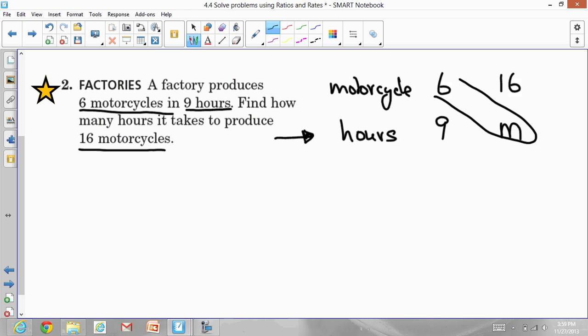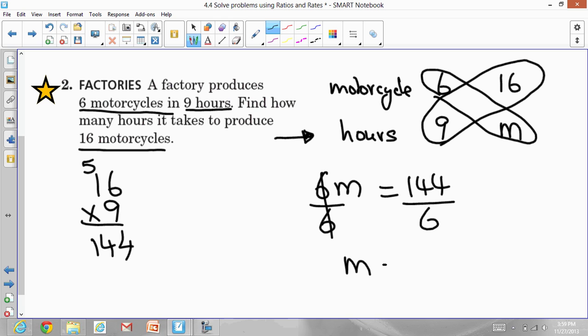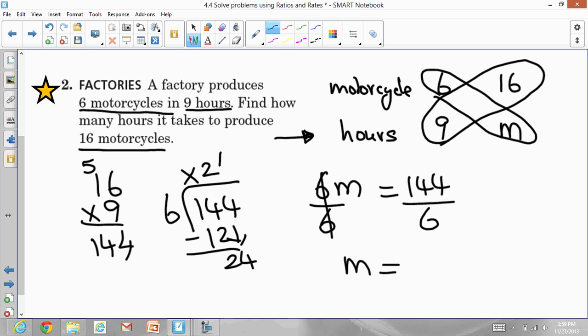Now, same method. 6 multiplies M to give me 6M, and 16 multiplies 9. So 16 times 9. 9 times 6 is 54. 5 is a carryover. 9 times 1 is 9. 10, 11, 12, 13, 14. To get 144. You want to find M, get rid of 6, dividing it by here and here. Cancel. M equals 144 goes in the shelter, divided by 6. 6 cannot go in a 1. This will be twice. 6 goes into a 24 4 times.